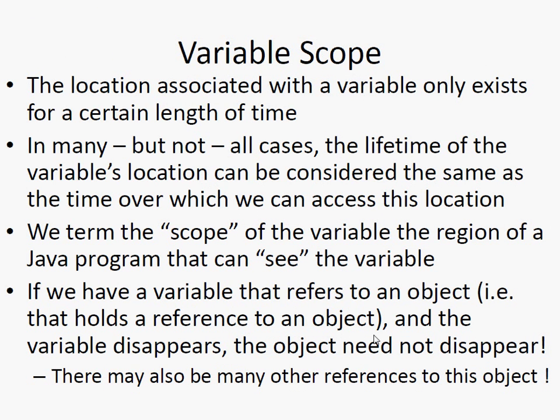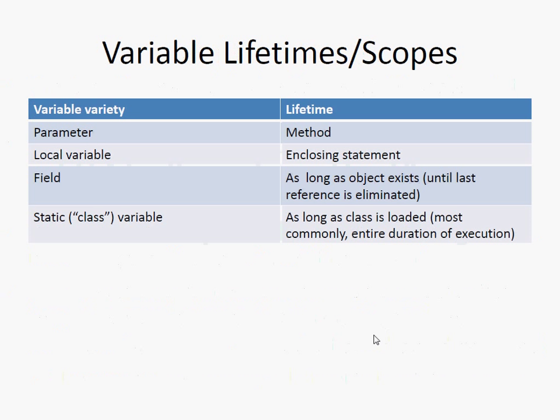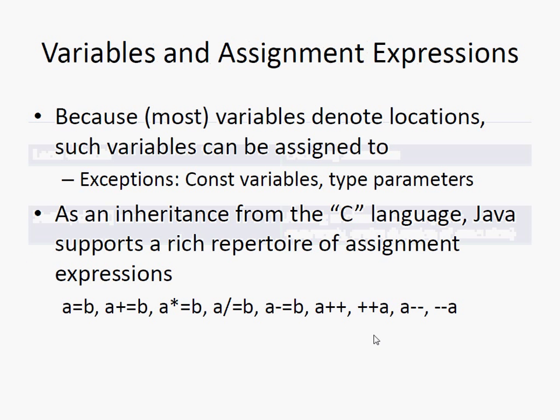The notion of variable scope: you can only see a variable for certain places, and variables disappear. Okay, this is all true stuff, but I don't think I need to go into it. Let's talk about variables and expressions, though, and assignment expressions. If you have a variable called A, we can write expressions like this. A equals B. What does that do? Suppose B is a value, 3. What does that do to A? It sets its value to 3.